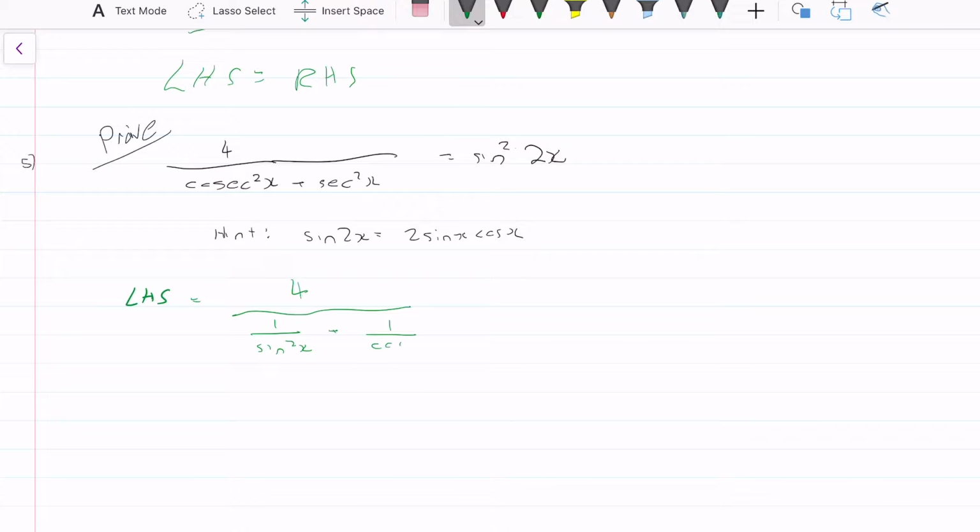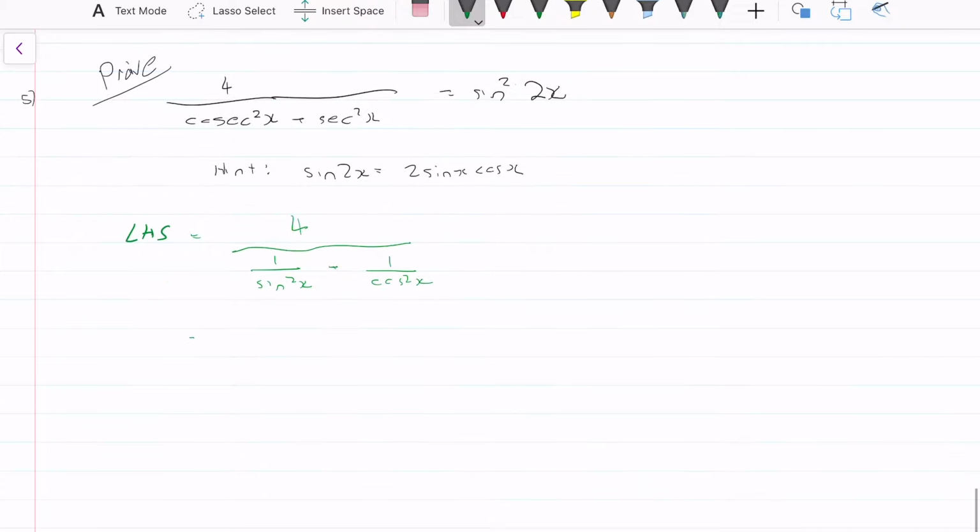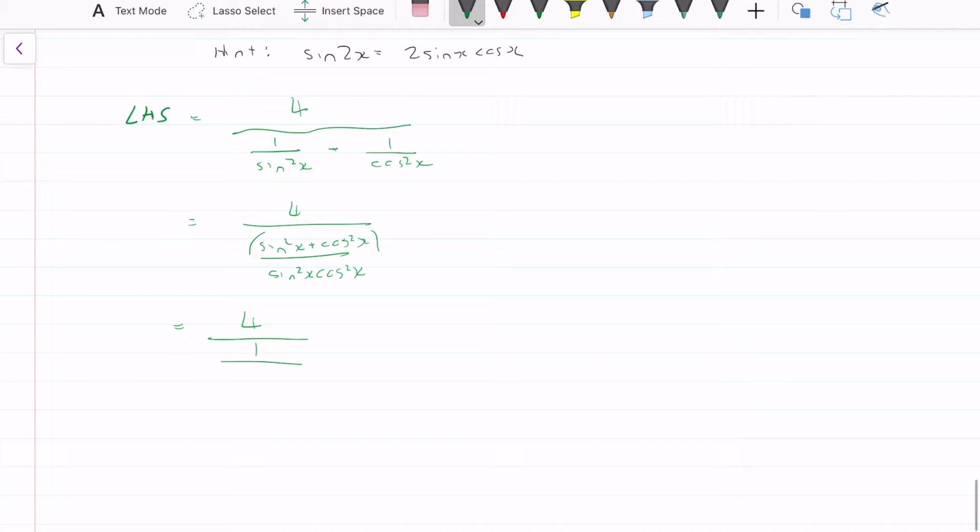Okay, left hand side is equal to 4 over cos x squared is 1 over sine squared x plus sec squared is 1 over cos squared x. So we have 4 over, getting an LCD, sine squared x cos squared x over sine squared x plus cos squared x. So we have 4 over 1 over sine squared x plus cos squared x equals 1 over sine squared x cos squared x. So this is equal to 4 sine squared x cos squared x.